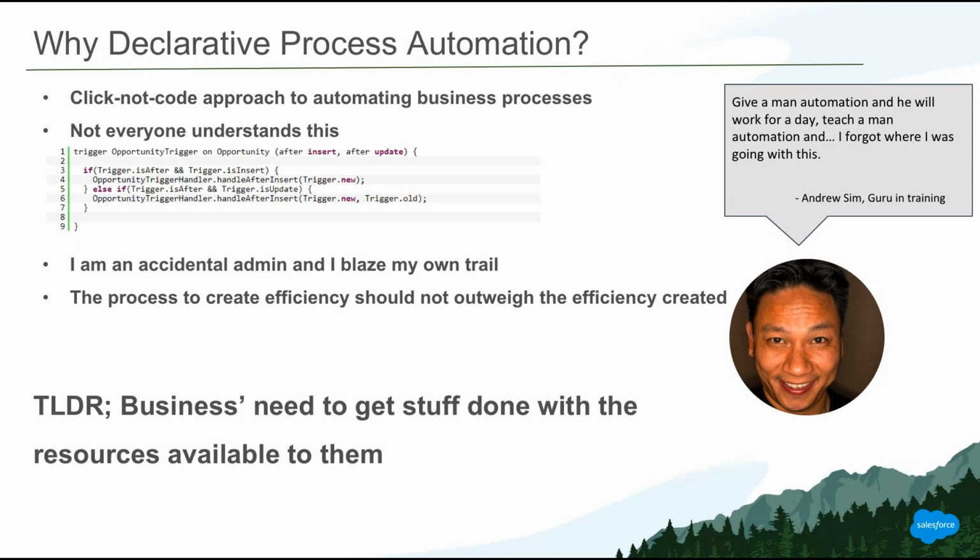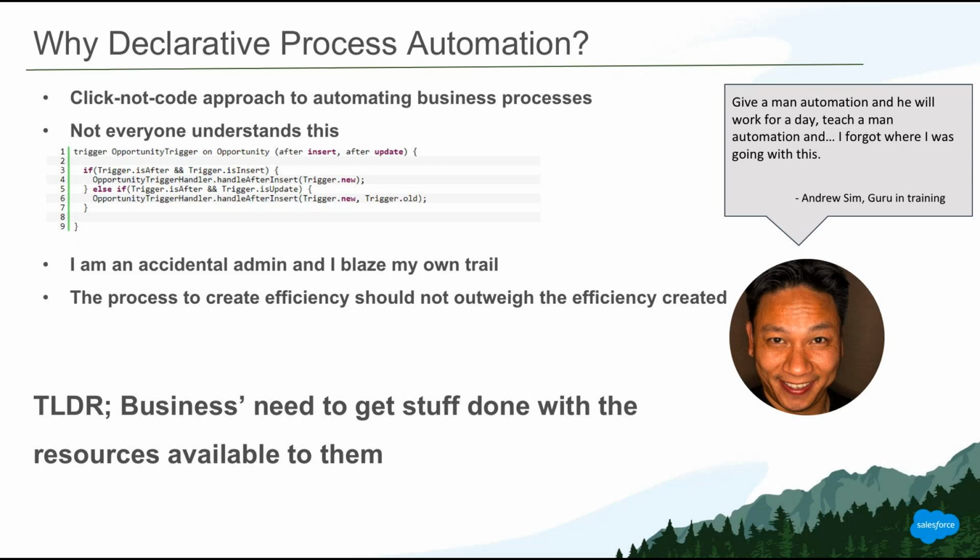And then the effort to create efficiency should not outweigh the efficiency created. I mention that because sometimes when you write code, and I've seen this before in an org, there'll be a 200-line class to update a field when a record's inserted into the database. I've seen something like that, right? You can do that in the process builder. You can do that in workflow rules. That's a lot of overhead for something that you can do without a lot of overhead.